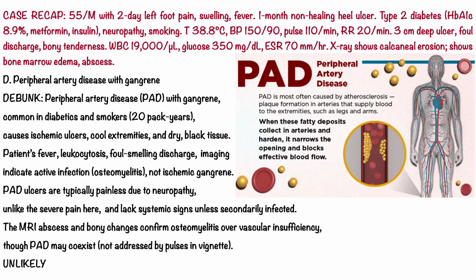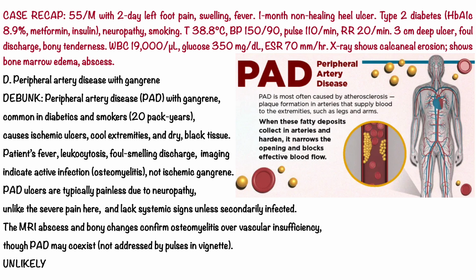But there is an overlap of risk factors like diabetes and smoking, and also symptoms like fever, leukocytosis, and dry black tissue, ulcers. That is what we have to distinguish first. In peripheral artery disease, ulcers are typically painless due to neuropathy, unlike the severe pain here, and lack systemic signs unless secondarily infected. The MRI abscess and bone changes confirm osteomyelitis over vascular insufficiency, though peripheral artery disease may coexist, which is not addressed by pulses in the vignette.